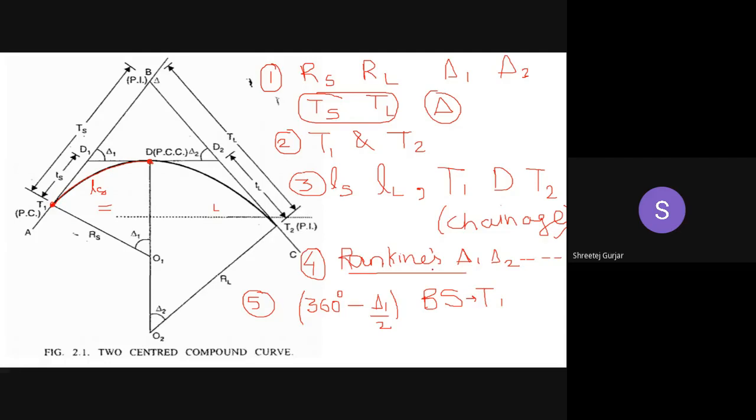So you have to take backside on T1. Where is T1? Here. You have to set your theodolite and take a backside like this on T1. You can observe through the telescope and bisect T1. And once you bisect, it has to show what angle? It's 360 minus delta by 2. This angle which you have set has to be there.